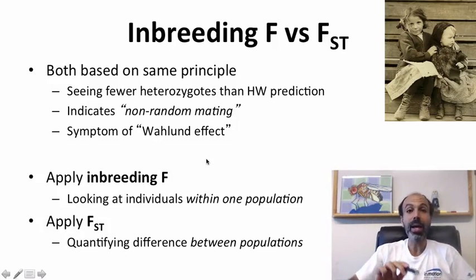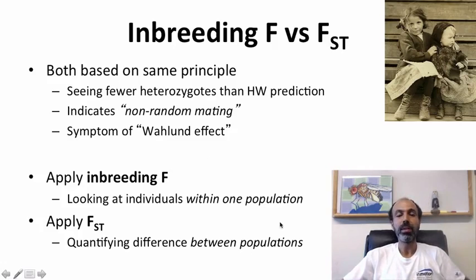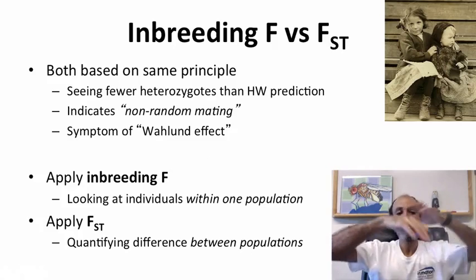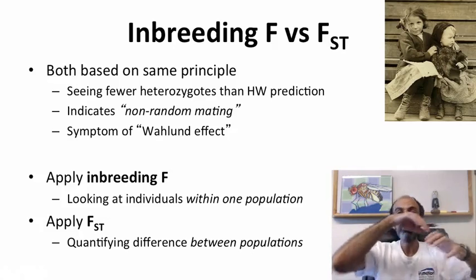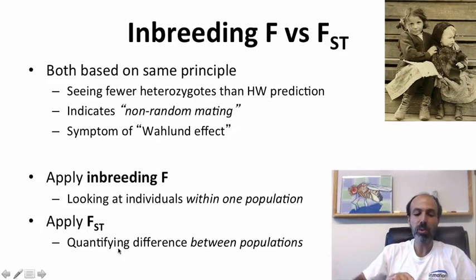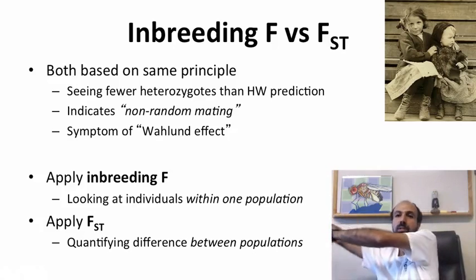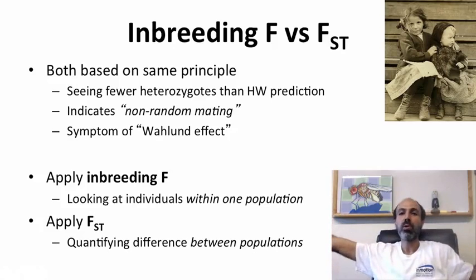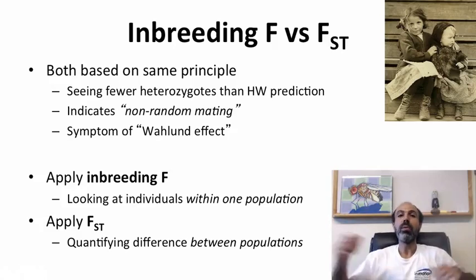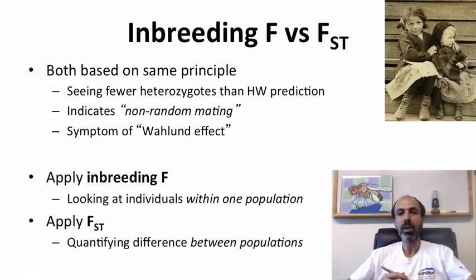Now, this is where the difference comes in when you apply them. You apply the inbreeding F when you know that you're looking at individuals within a single population, right? That as far as you can tell, these individuals could freely interbreed with each other, but perhaps don't. You apply FST when you're quantifying a difference between populations. You're looking at individuals from here and individuals from way over there, and you're then trying to estimate what has happened historically. How different are they in allele frequencies that you want to quantify?